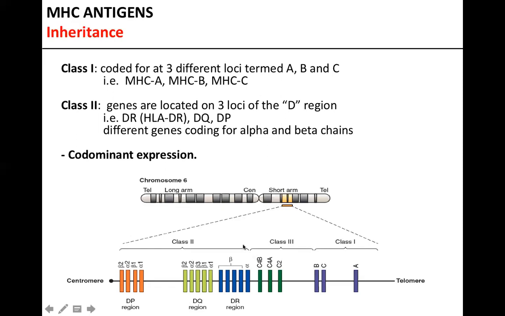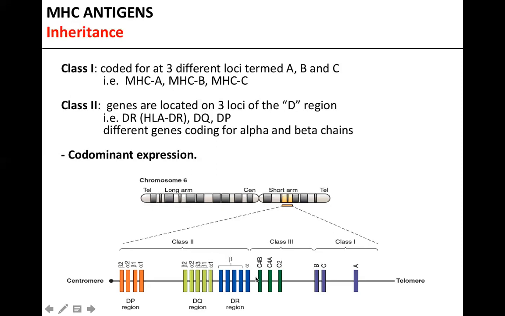MHC class 2, same kind of principle. The genes are all located in a different region of the chromosome called the D region. So those regions are specifically called DR, DQ, and DP. And it's the same thing here. Each location codes for different versions of MHC class 2.